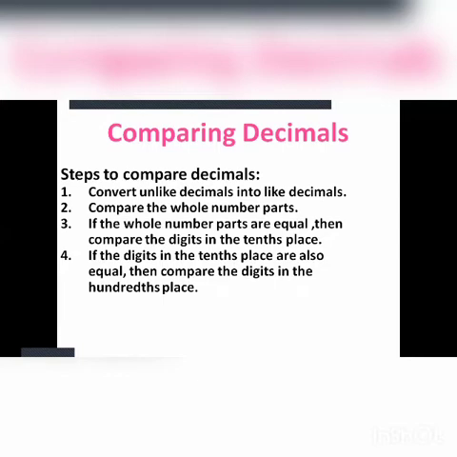Next topic is comparing decimals. To compare decimals, we follow these steps. First, convert unlike decimals into like decimals. Second, compare the whole number parts. The decimal with the greater whole number part is greater. Third, if the whole number parts are equal, then compare the digits in the tenths place. The decimal with the greater digit in the tenths place is greater. Fourth, if the digits in the tenths place are also equal, then compare the digits in the hundredths place and so on.